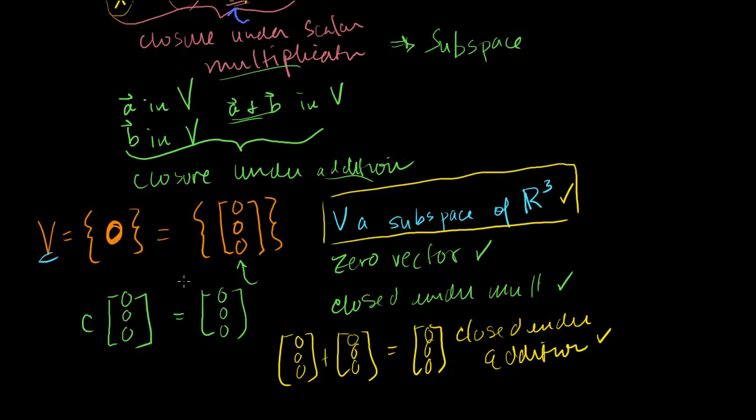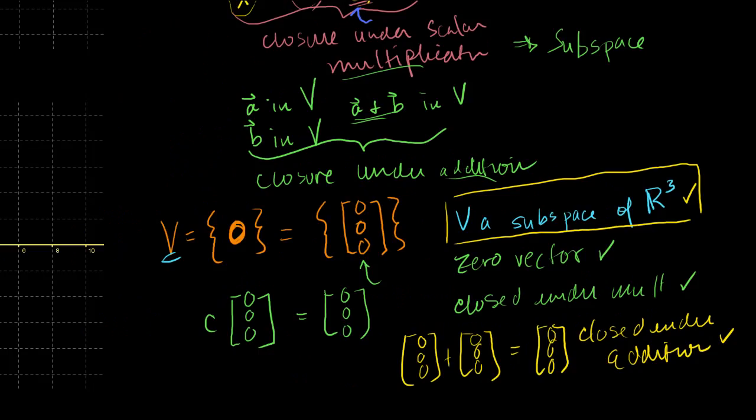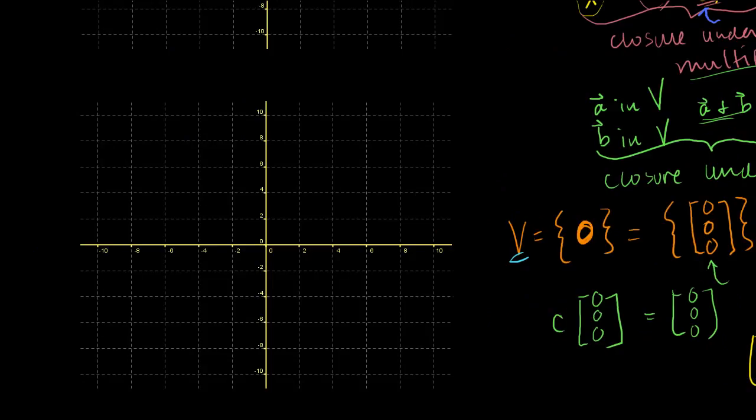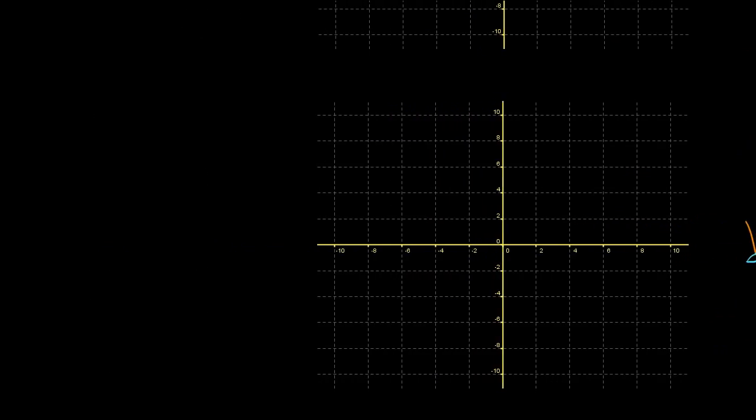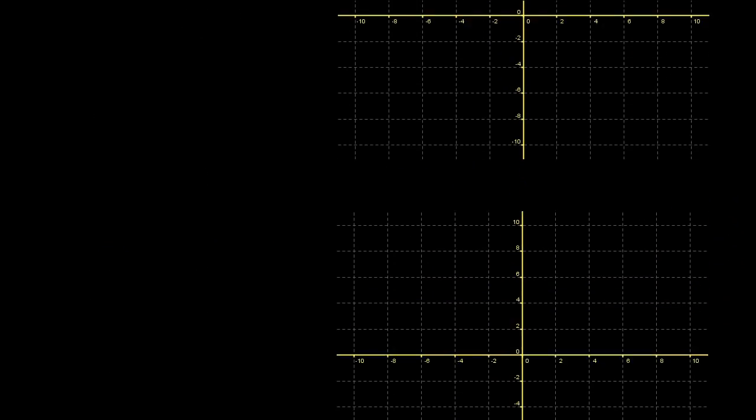You can't do anything with the vectors in it that'll somehow get you out of that subspace, at least if you're dealing with scalar multiplication or addition. Now let me do one where maybe the idea will be a little clearer if I show you an example of something that is not a subspace. So let me get my coordinate axes over here.